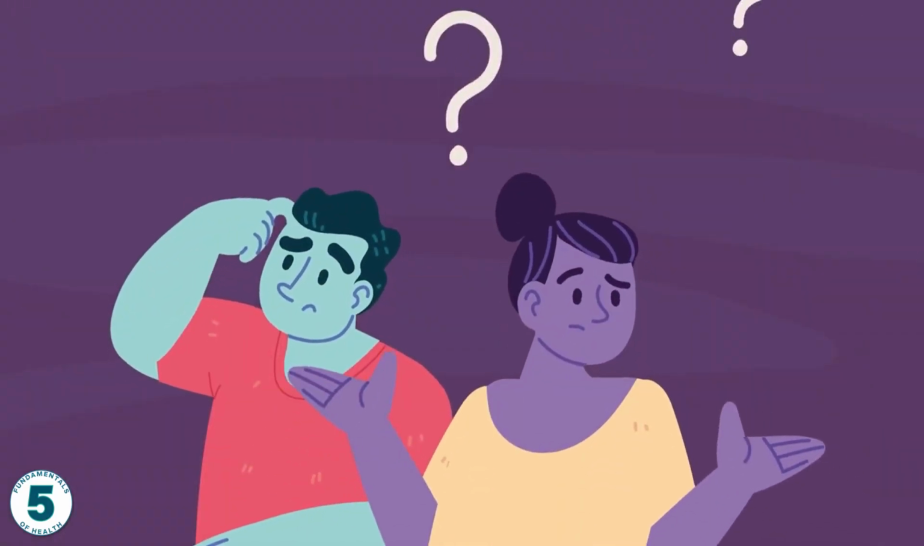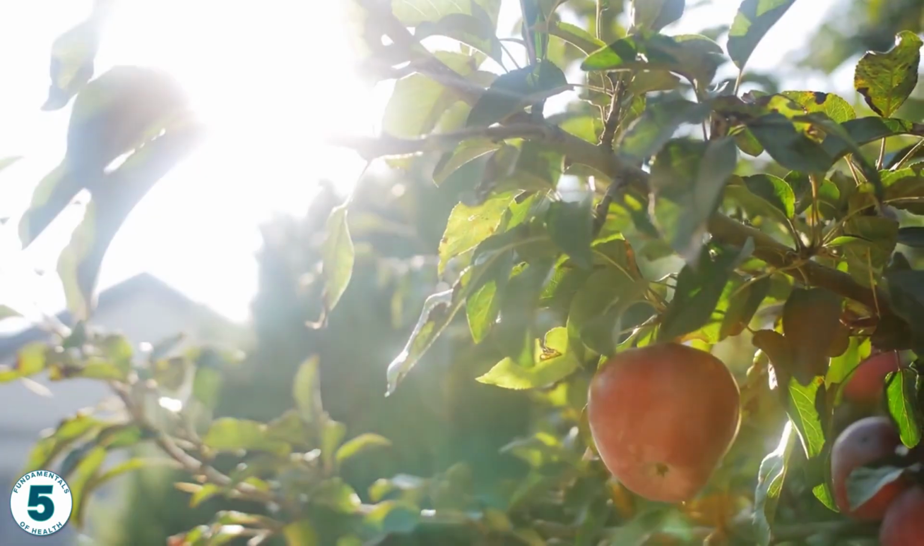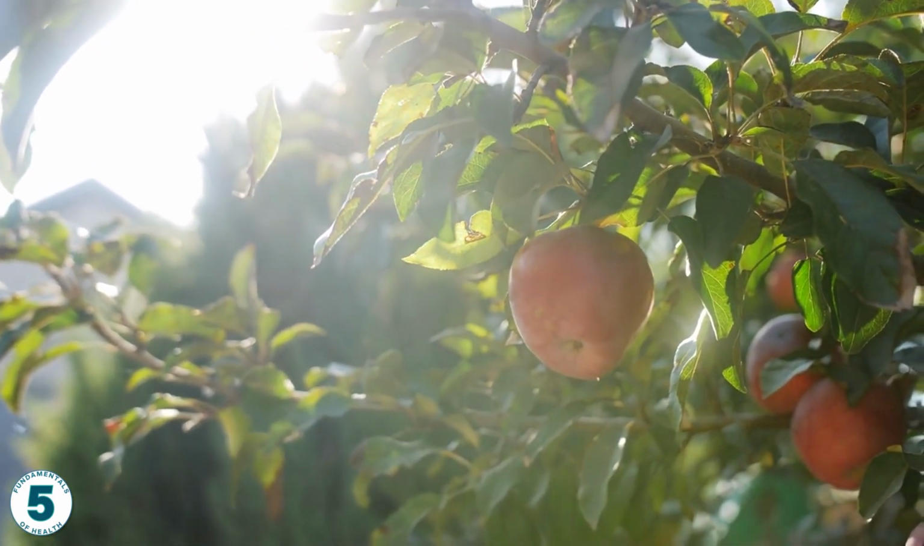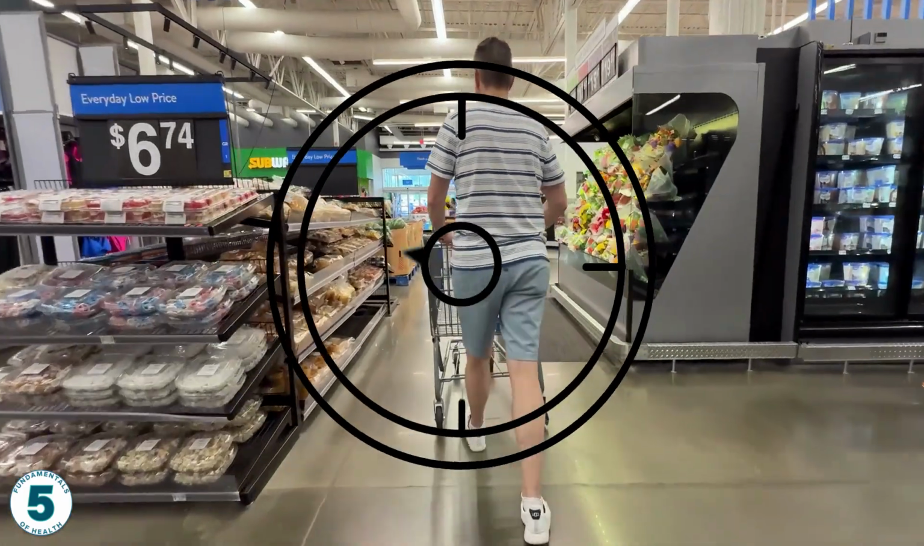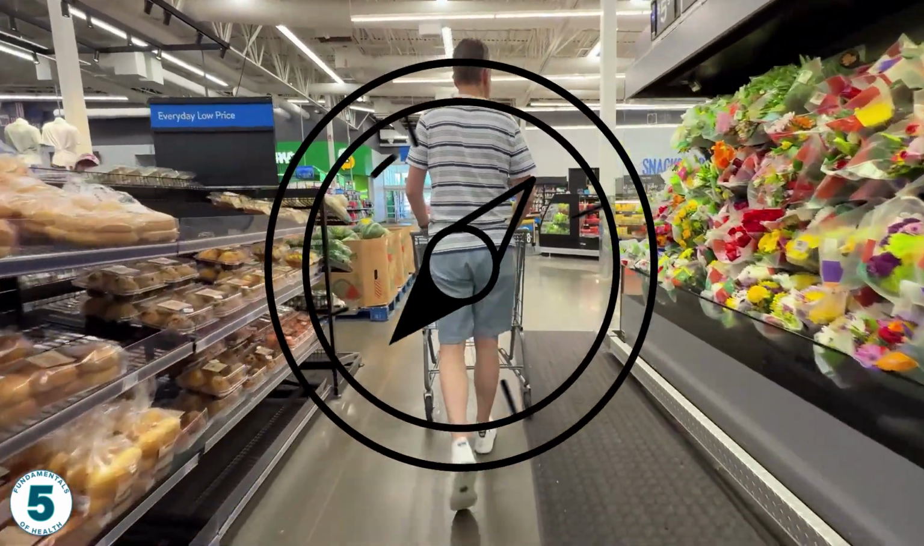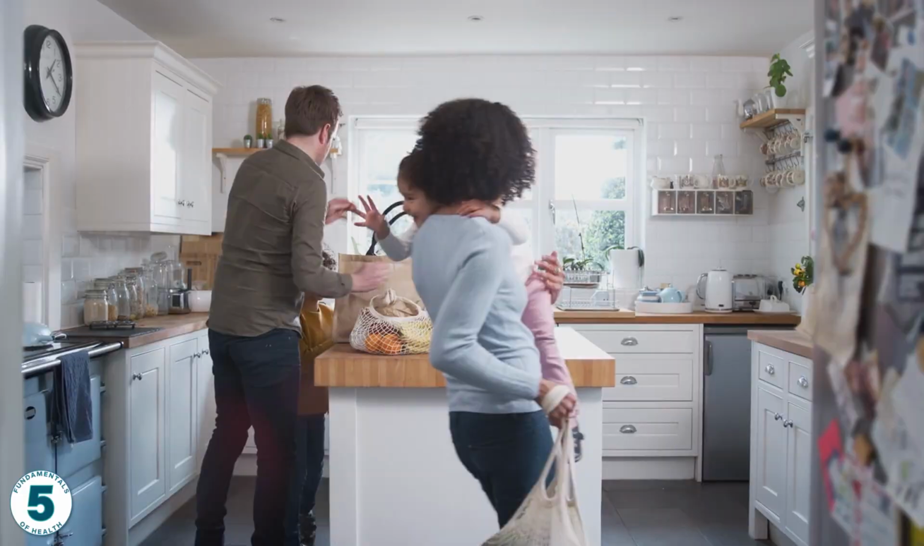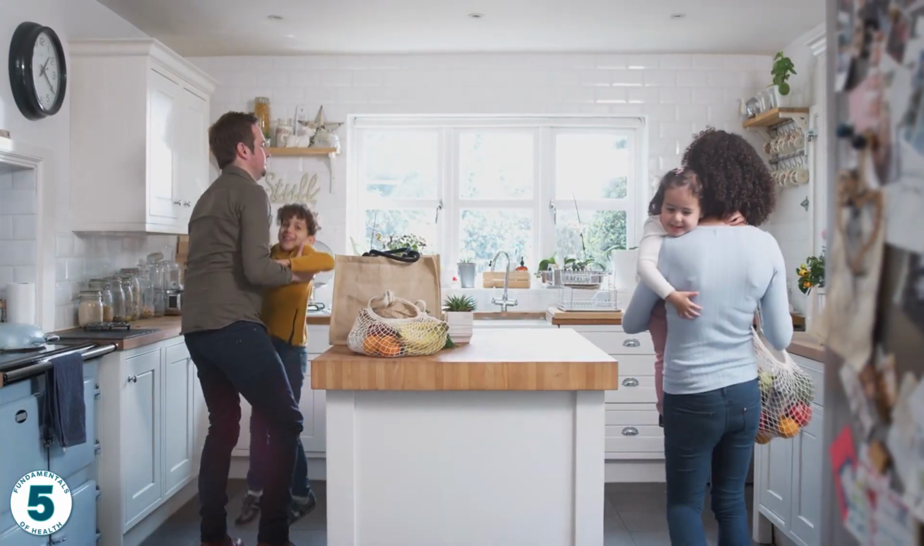What's the answer? Well, you could eat only foods found in nature, but for most of us, that's just not very practical. What you need is a map and compass to help you find your way to healthier foods inside the grocery store and your kitchen. Fortunately, those exist, and you're going to be introduced to some of them in Lesson 4.